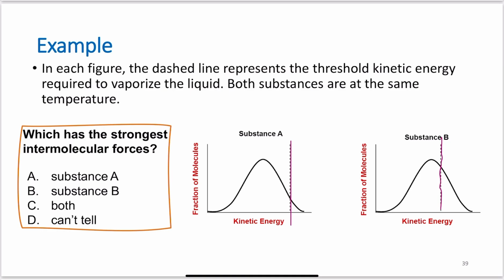When I compare these two lines, I see that the area underneath the curve beyond the line for B is a lot greater than A. That means a lot more particles have escaped. Here, fewer particles escape.